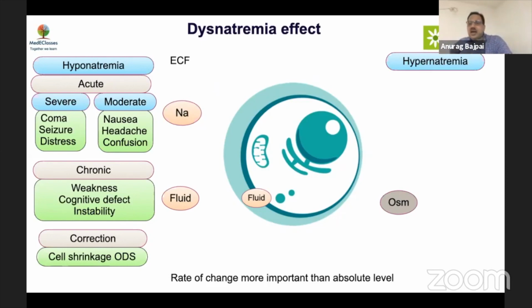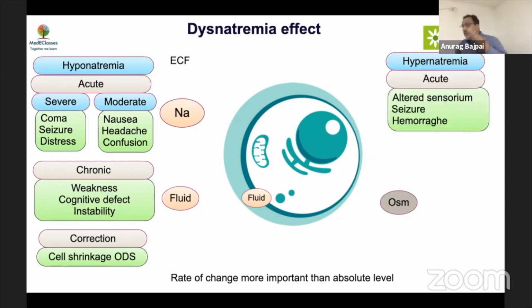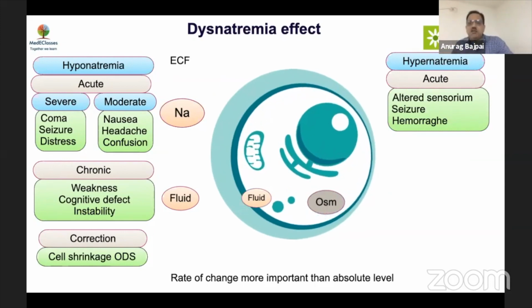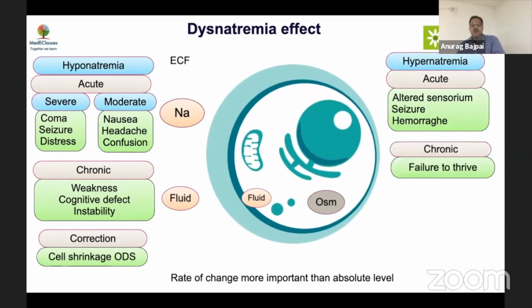Hypernatremia, on the other hand, basically will cause increased sodium. Fluid will come out of the cell and cells will start to shrink. So acute manifestations are altered sensorium, seizures, and hemorrhage. While with correction, what will happen is that the osmoles will be produced and this will balance it off. And if you correct it rapidly, you will have problems.